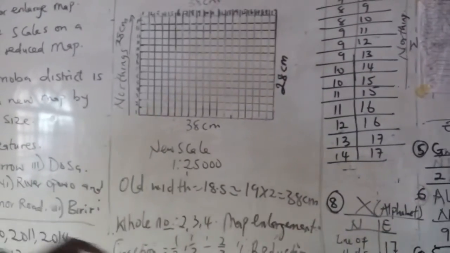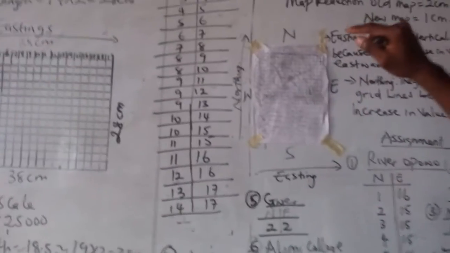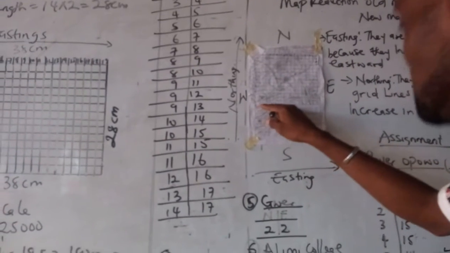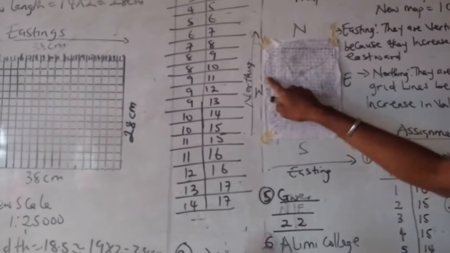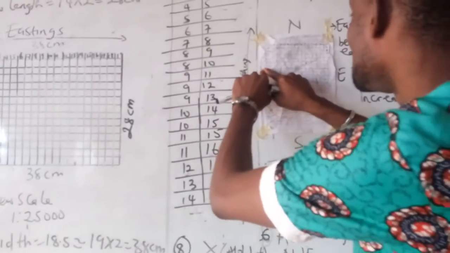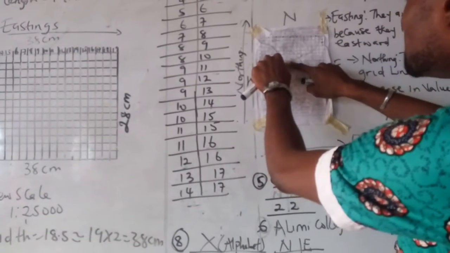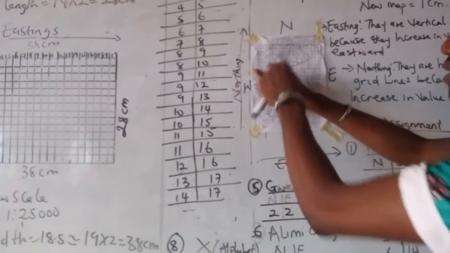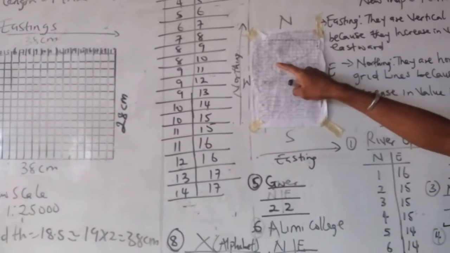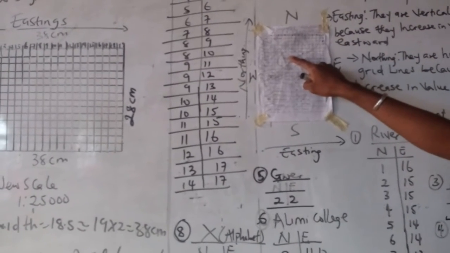Now I want to transfer the first feature, which is Samoba Court. Where is this Samoba Court in this map? Samoba Court is in 7. Look at it. 7 is in 7, 8, 6, 7. 8. Look at it. 8, 6, 7, 8. That means in your northing it is 8. Northing is 8.